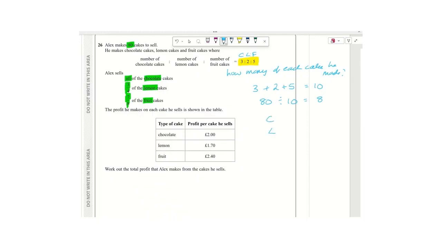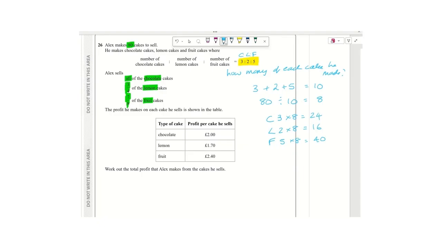So then to find how many of each type of cake he made, chocolate cakes, he made 3 times 8 because there's 3 in the ratio. Lemon cakes he made 2 times 8 because there's 2 in the ratio. And fruit cakes he made 5 times 8 because there's 5 in the ratio. So that gives me 24 chocolate ones, 16 lemon ones and 40 fruit cakes.